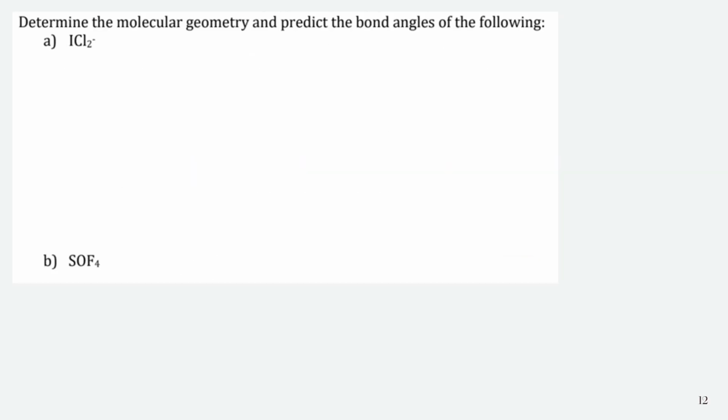Determine the molecular geometry and predict the bond angles of the following. So we have ICl2 minus. So we have 7 plus 2 times 7 plus 1 because of that minus charge. That's going to be 22 electrons. For these, if I were y'all, I would try to do the Lewis dot structure version, like with the dots. So Cl.